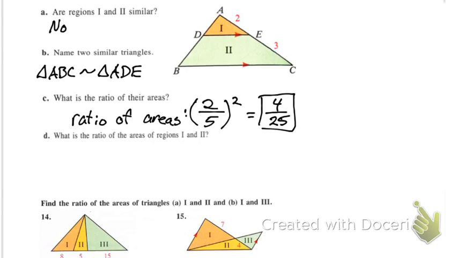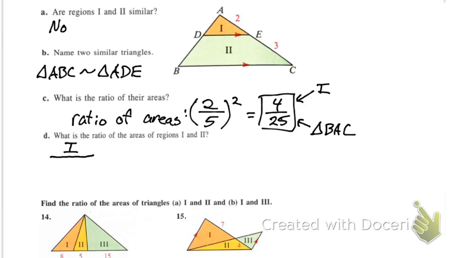Now it says, what is the ratio of region 1 and region 2? Let's talk about what we're asking here. So we have region 1 over... Region 1, we already know, is going to be this 4. We're already done with that part of the ratio. Because this is region 1 over the triangle BAC, or CAB, however you want to put it.